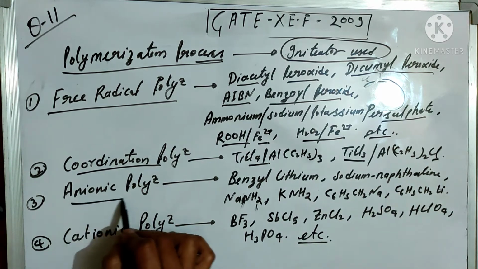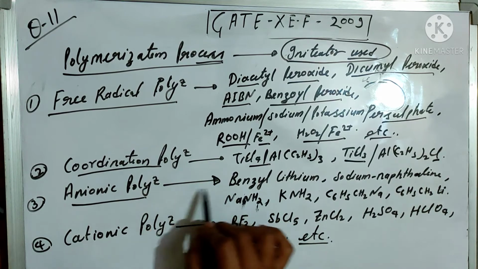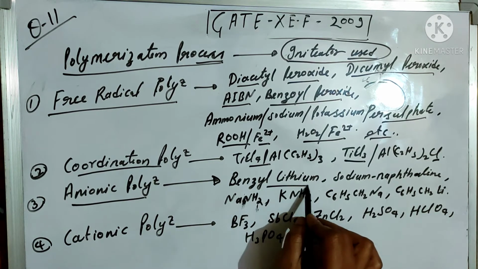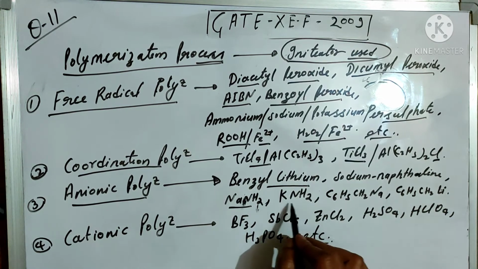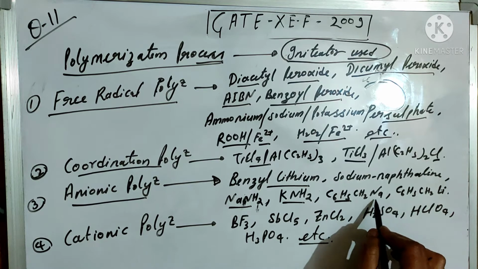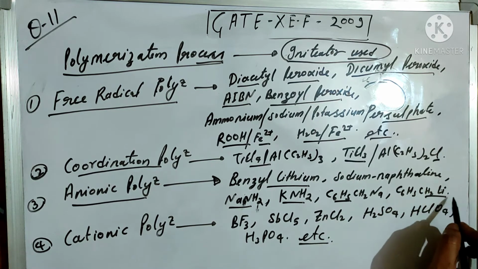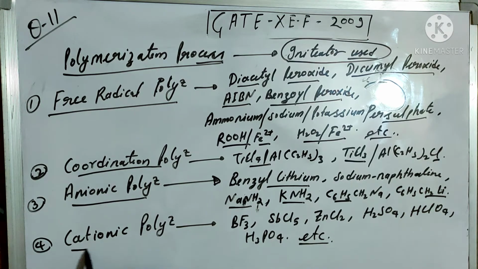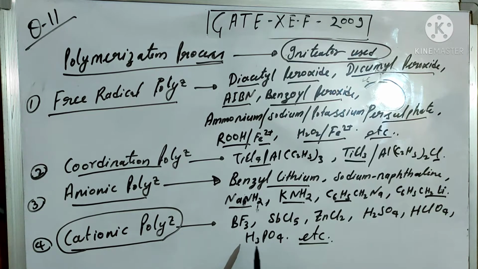For anionic polymerization, the initiators used are butyl lithium, sodium naphthalene, NaNH2, KNH2, C6H5CH2Na, and C6H5CH2Li. For cationic polymerization, mostly Lewis acids are used as the initiator.